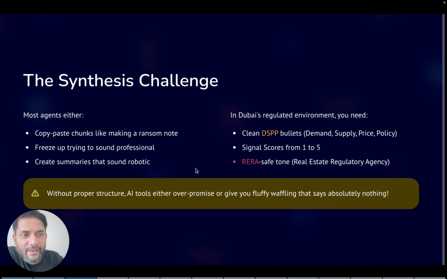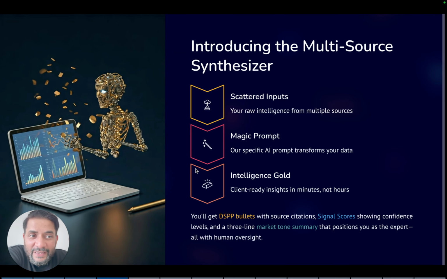So, what if I told you there is a single specific prompt that transforms your scattered inputs into crisp, professional DSPP bullets with confidence scores and market tone that sounds like it came from a top tier consultancy? I'm talking about a multi source synthesizer that takes your raw intelligence and returns client ready insights in minutes and not hours.